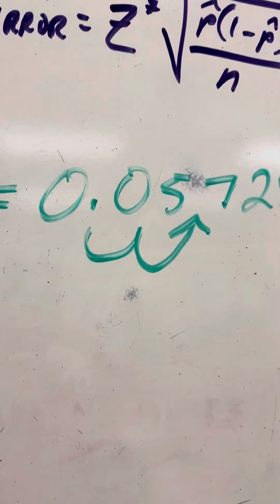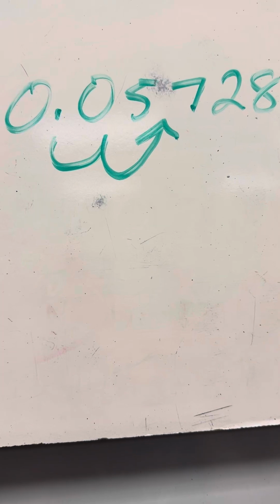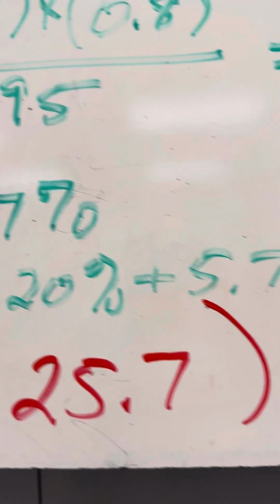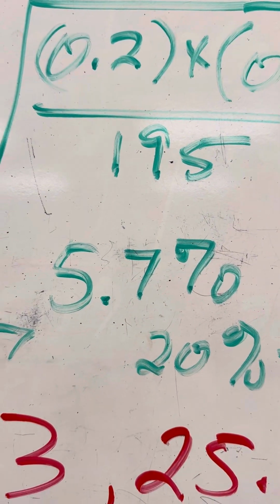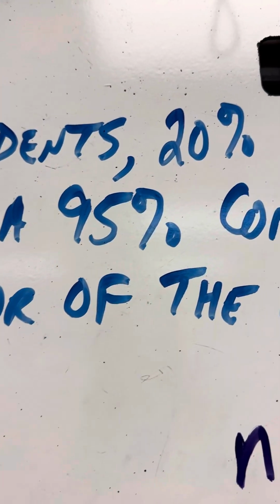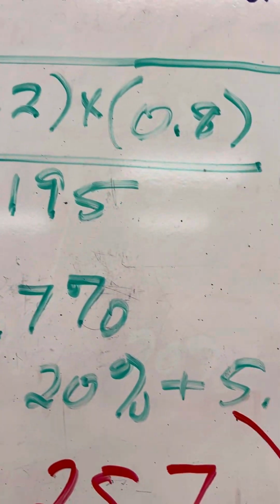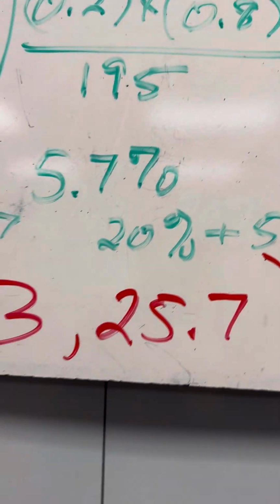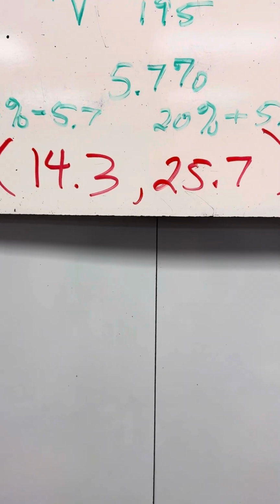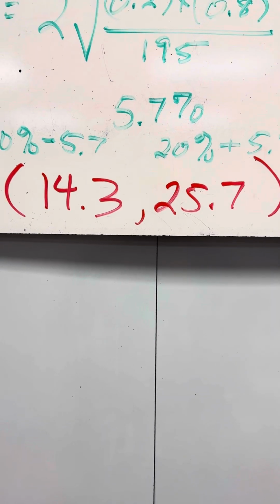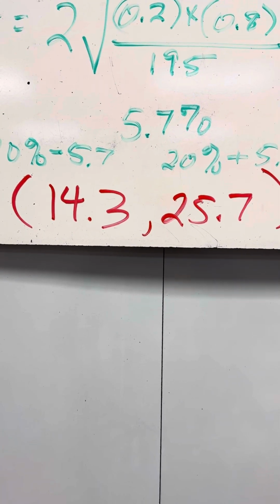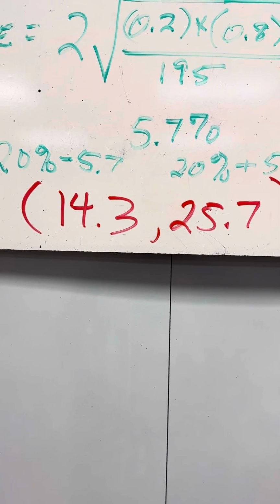0.057289. You move the decimal 2 places and you get 5.7%. So you're going to take 20% and go minus 5.7, and 20% and go plus 5.7. You get 14.3%, 25.7%. If you're doing the Delta Math assignment, do not put the percent sign in there.